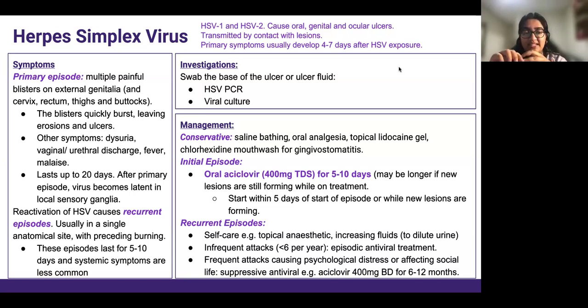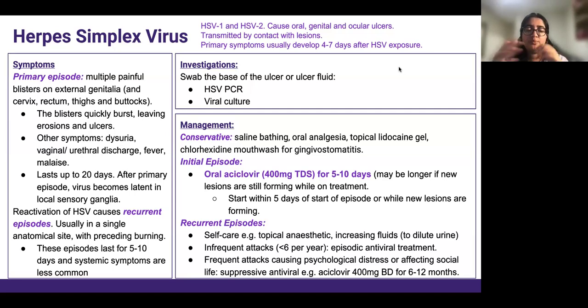It can last up to 20 days, and after the primary episode, the virus can become latent, so it travels up the local sensory ganglia. In the case of HSV2, it travels to the sacral ganglia, and it resides there until it can potentially become reactivated due to any kind of stress or viral infection that the patient may be going through, and it can reappear. And similarly to shingles, when it reappears it's in a dermatome or a specific anatomical location, depending on which neuron it was residing in.